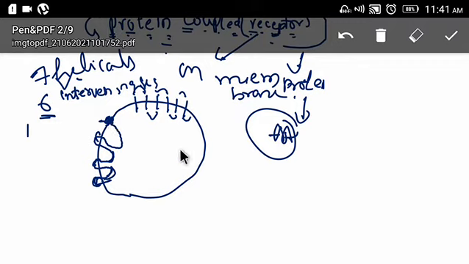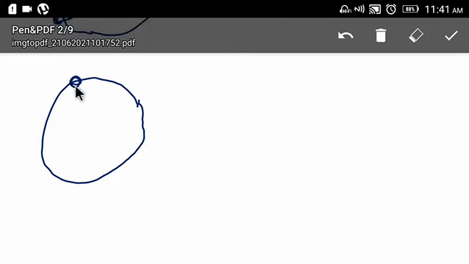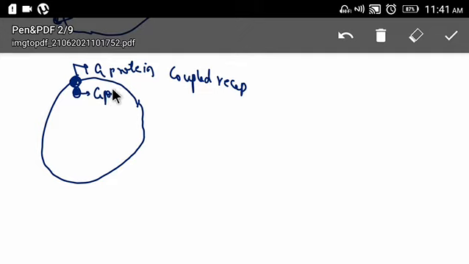Now for this receptor, let's draw one more diagram. Now you understood the structure. Now understand the mechanism of action of this receptor. So this is a G protein coupled receptor. A G protein coupled receptor will be attached inside by a G protein.